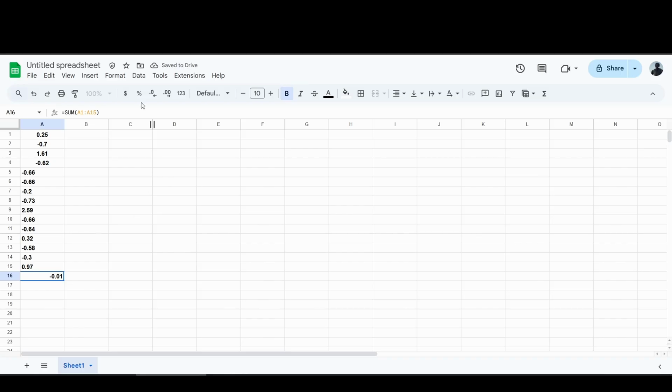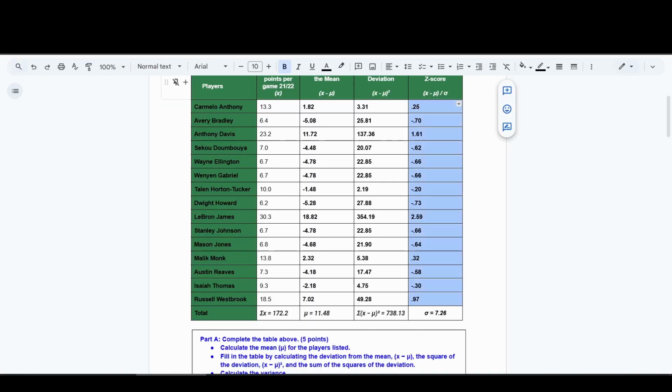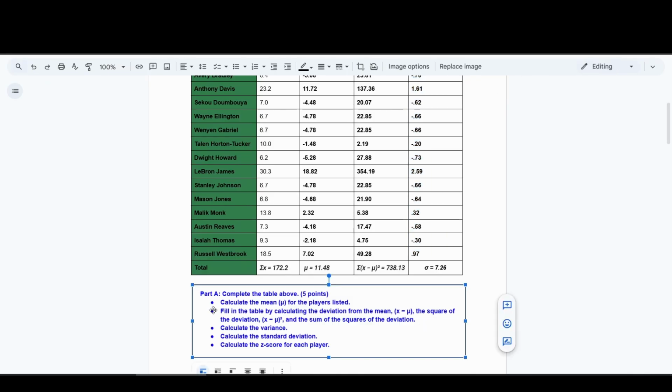So if I add all these up, it's a little bit off, but I'm getting 0. It's a little bit off because of the rounding. But when I add up all of the z-scores, they should always add up to 0 because these are all of the differences from the mean, from the center. All right, so that is all of part A.